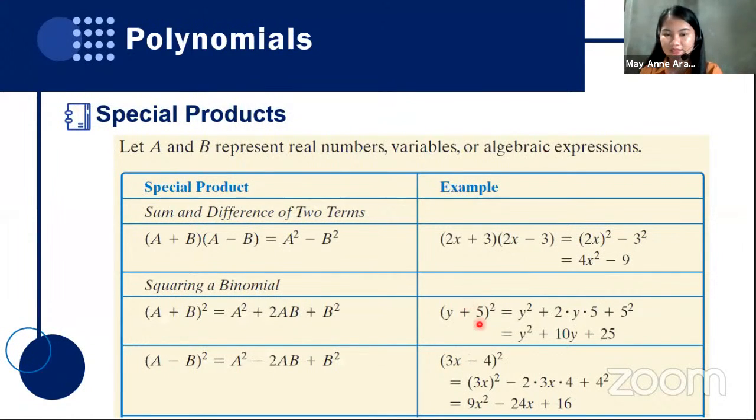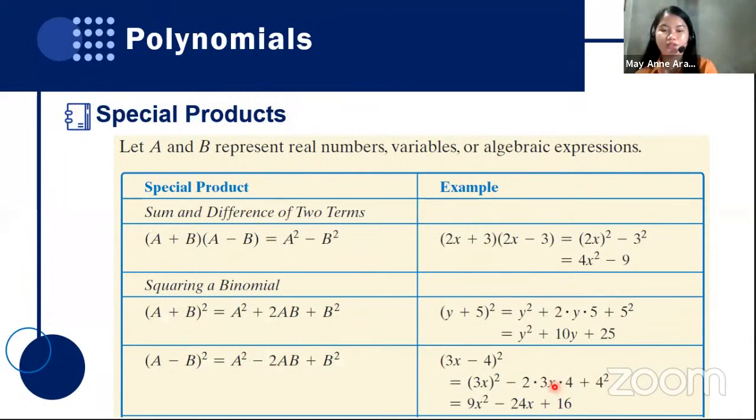So, same with this. Since lahat yan ay positive, no? So, lahat plus. So, 3x minus 4, quantity of 3x minus 4 raised to 2. Again, square the first term. 3x times 3x is 9x squared. Again, multiply. 3x times negative 4 is negative 12x times 2, negative 24x, and square the last term, which is negative 4. Negative 4 times negative 4 is positive 16.